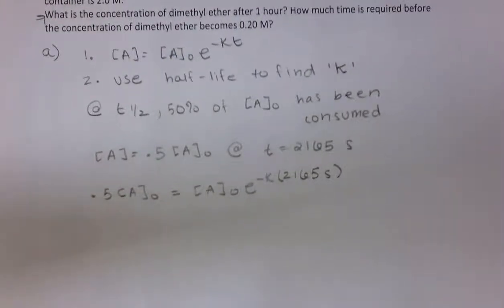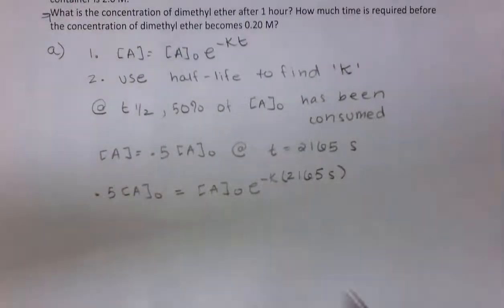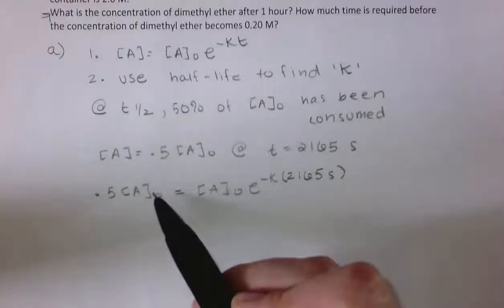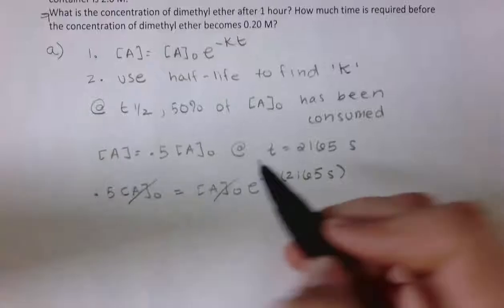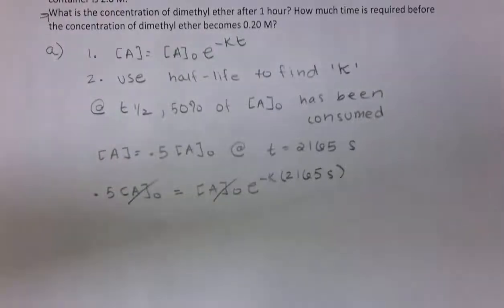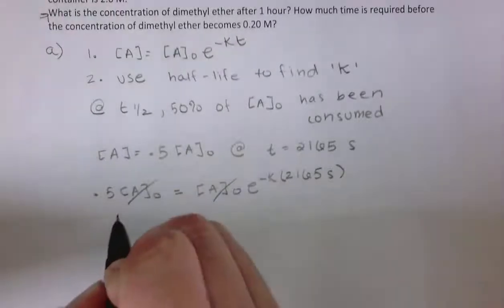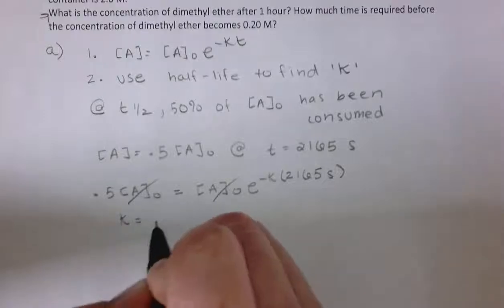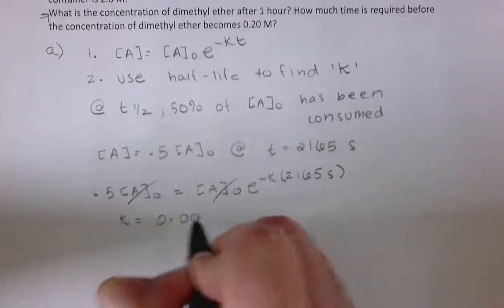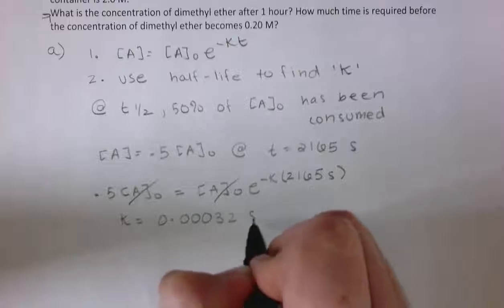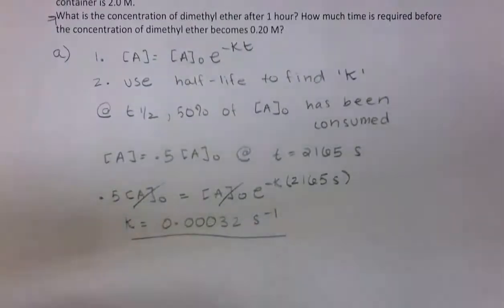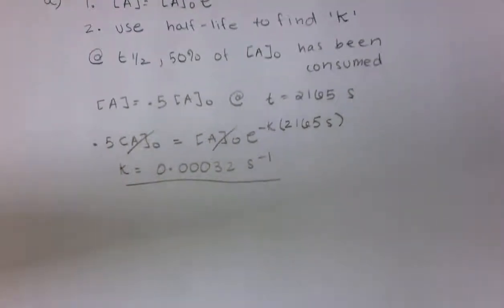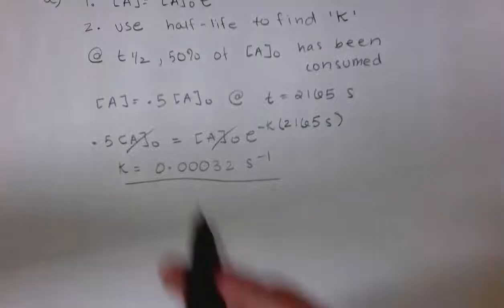So for this kind of problem, we actually don't even need to know the initial concentration of A to find K, because it's just going to end up canceling. And then you can verify my calculations. I get K equals 0.00032 inverse seconds. So now that we have K, we can answer the first question.